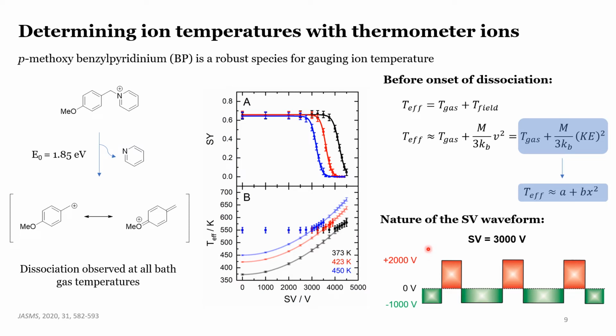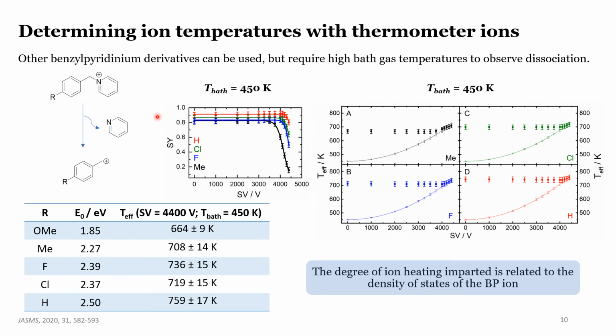Since the ions undergo approximately 20,000 SV duty cycles during their transit through the DMS cell, the observed effective temperature must then reflect the sum of the bath gas temperature and the heating imparted during the high field portion of the waveform. This analysis can of course be extended to the other benzylpyridinium derivatives, but due to their higher dissociation energies, SV-induced fragmentation is only observed when a bath gas temperature of 450 Kelvin is used.